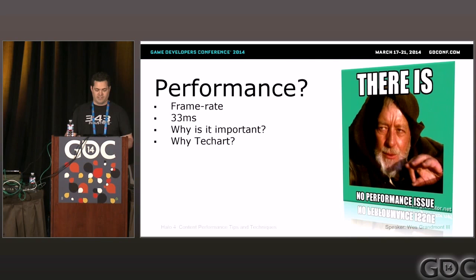So before we get too far in, what is performance? Well, in the context of this talk, at a very high level, it's basically, is our game running at frame rate? And for Halo 4, our target frame rate was 30 frames per second. And so basically, if we weren't running at 30 frames per second, we had bad performance, and we had to look a little bit deeper.